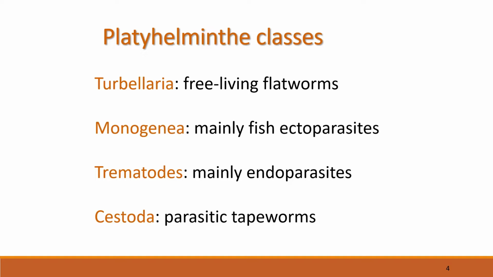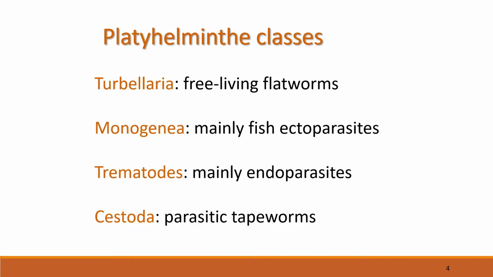Looking a bit closer at the platyhelminths and the platyhelminth classes, there's approximately 20,000 described species of platyhelminth, and they are associated with aquatic and damp habitats. They're split across four classes. There's the free-living Turbellaria, and when I say free-living, I mean they don't need a host to survive. And then there's the parasitic classes of the platyhelminths.